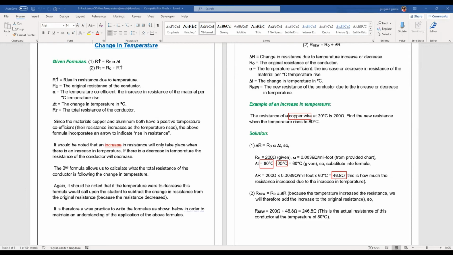Now that we know how much the increase was, we are going to apply the second part of this formula. The new total resistance is going to be equal to the 200 ohms, which is the original resistance, plus the 46.8, which is the increase in resistance because of temperature. So at 80 Celsius, the wire will have a resistance equal to 246.8 ohms. Any questions about that?